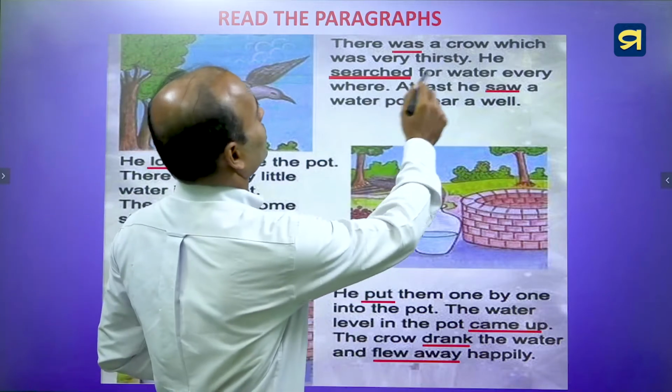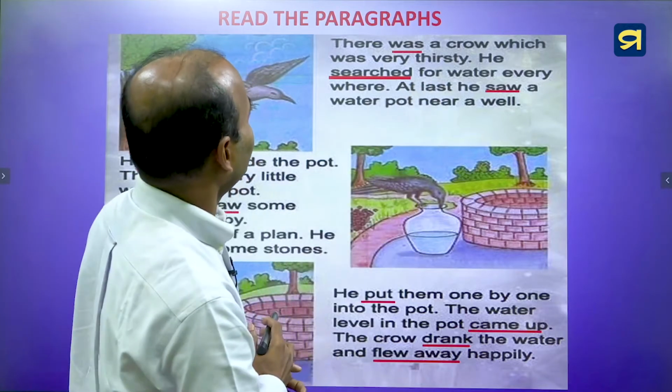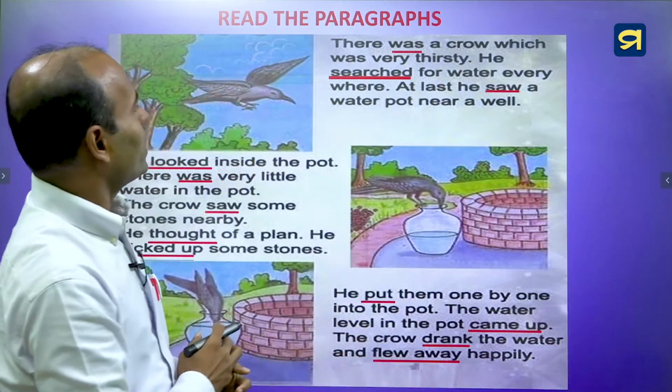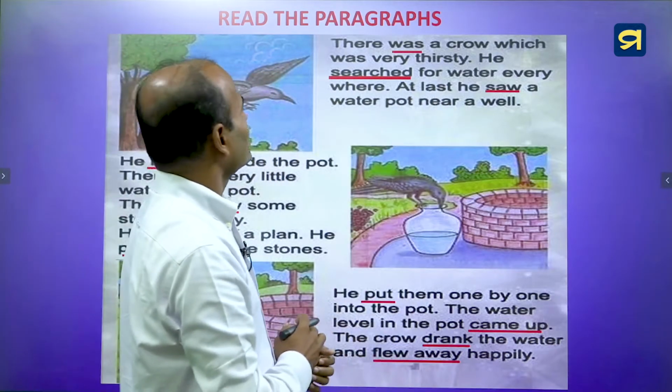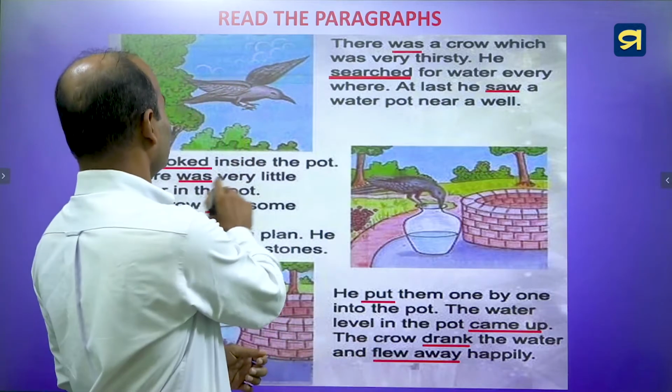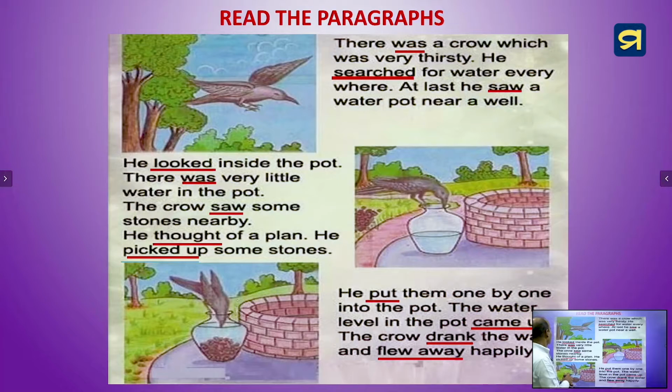There was a crow which was very thirsty. He searched for the water everywhere. At last, he saw a water pot near a well. He looked inside the pot. There was very little water in the pot. The crow saw some stones nearby. He thought of a plan.